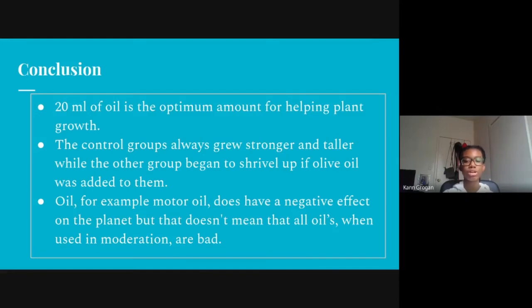This relates to real life also. Oil, for example, motor oil, does have negative effects when it's added to the plant, as we all know from oil spills and so on. But that doesn't mean that all oil is necessarily bad. For example, this olive oil, when it was used to a certain degree, did help the plant itself grow faster and taller. So not all oils are bad for the planet if used in moderation.